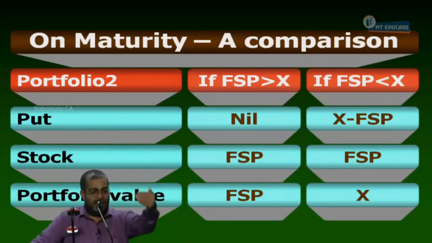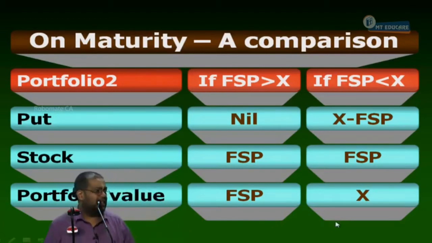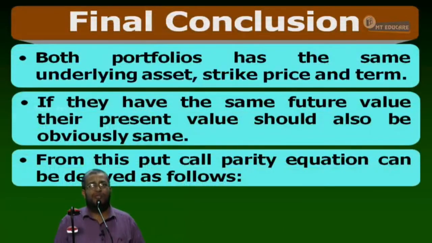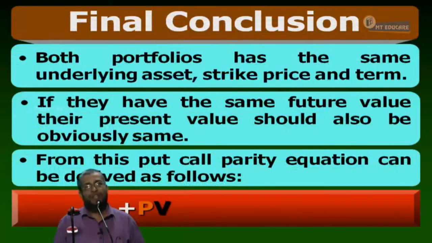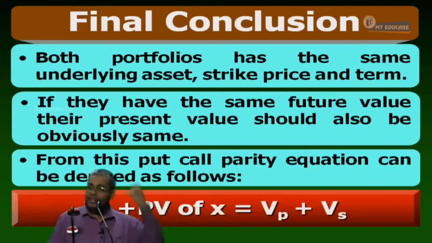So if they have the same maturity value, the present value also should be the same. Why? Because the maturity value can be FSP or X, both the same, with the same underlying asset and same strike price. The discounting period is also the same, as the maturity period is the same. Then the present value also should be the same. Hence there exists a put call parity equation: VC plus PV of X is equal to VP plus VS. Understood or not? Can I proceed further?